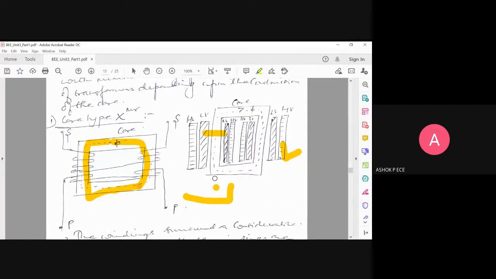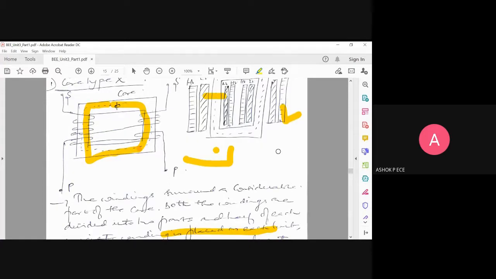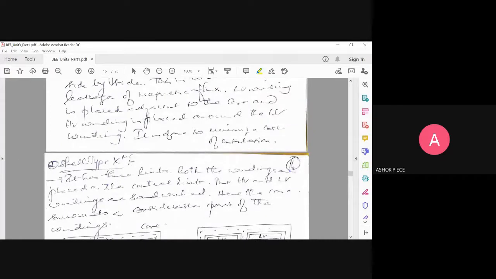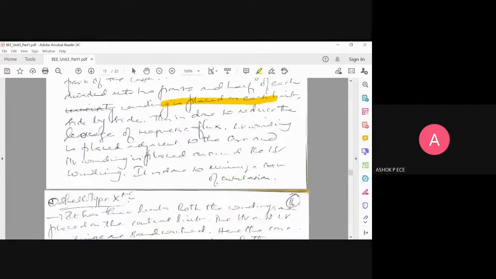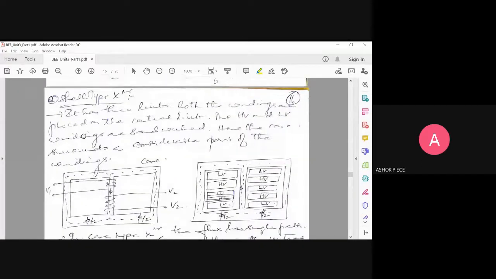They have experimented with different methods, and having the LV winding near the core and the HV winding away from the core serves a purpose. And what is the purpose? It is going to minimize the cost of insulation. Okay, it is going to minimize the cost of insulation. So the total flux phi is going to circulate inside your core, and any input given to the primary is going to be coupled magnetically to the secondary. Okay, that is your core type transformer. Second one is the shell type transformer.